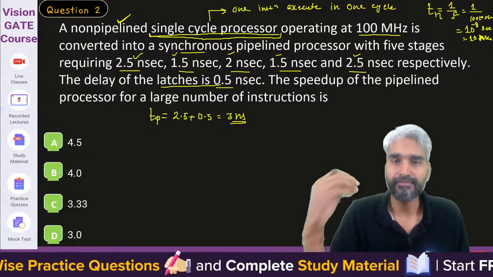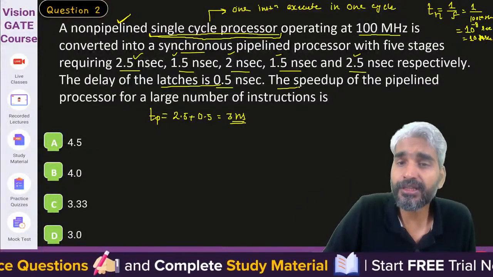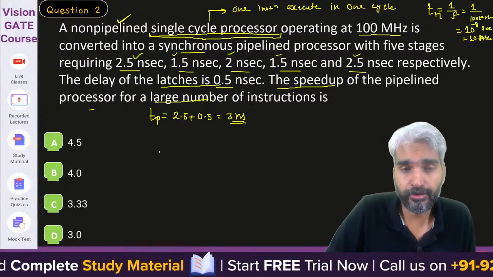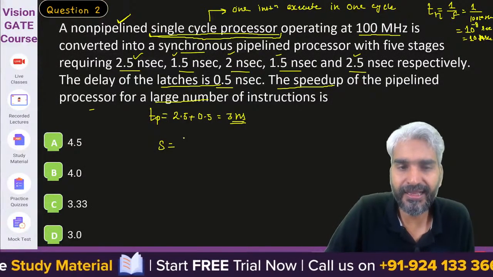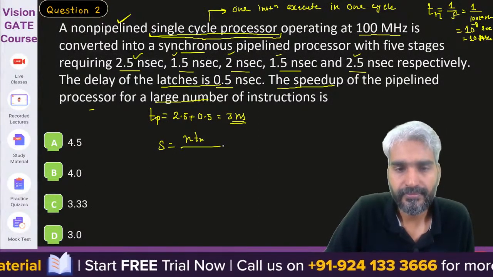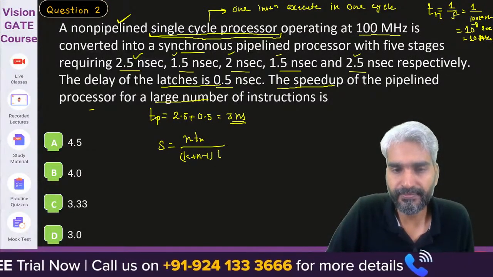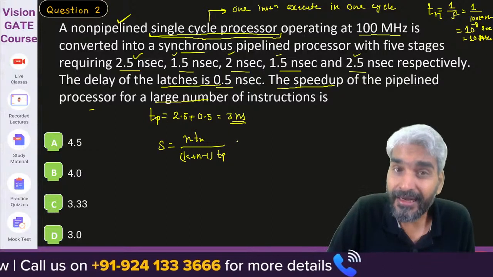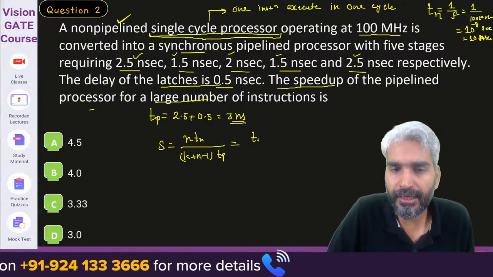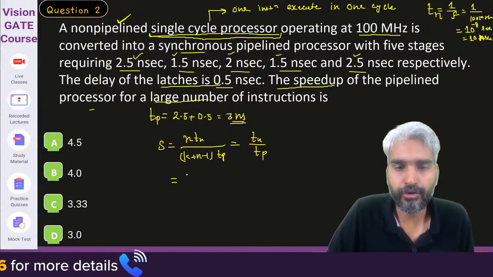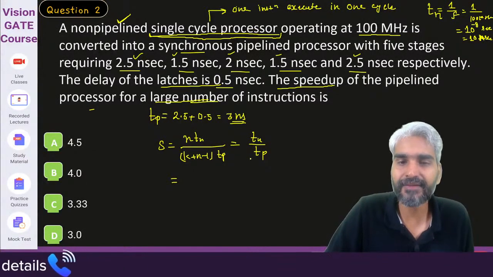3 nanosecond. Now it is asking for the speedup of the pipeline processor for a large number of instructions. By default, the speedup is defined as n into tn divided by k plus n minus 1 into tp. But when n is very large, it degenerates into tn by tp. So for a large number of instructions, it will be tn by tp.